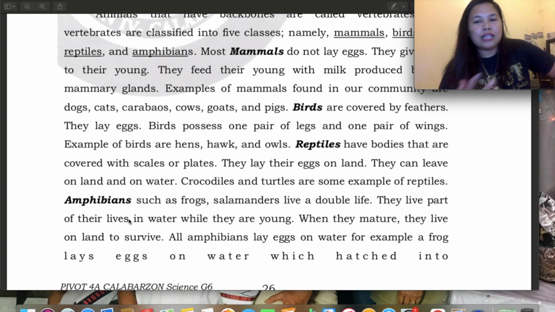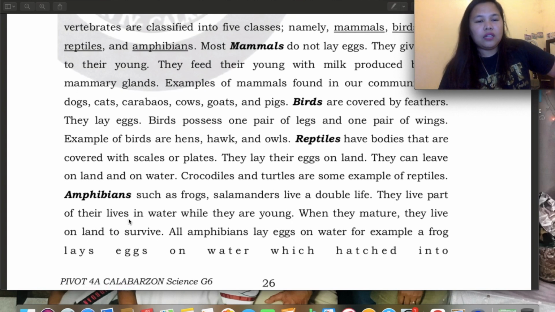So, nangingitlog din sila sa lupa. They lay their eggs on land. They can live on land and water. So, crocodiles and turtles are some of examples of the reptiles. Yun, nangingitlog sila. Di ba yung crocodile, turtles, nangingitlog sila, ahas, mga ganan.